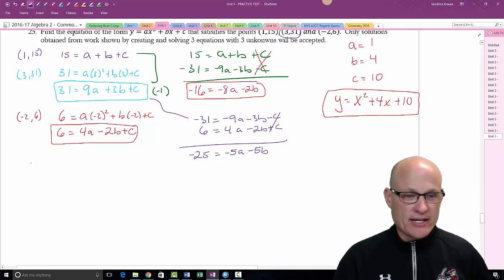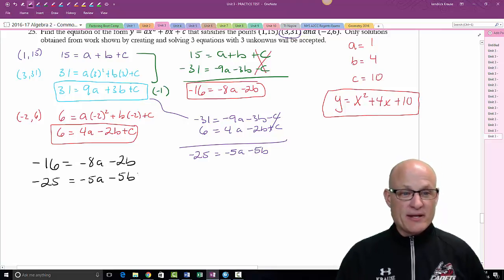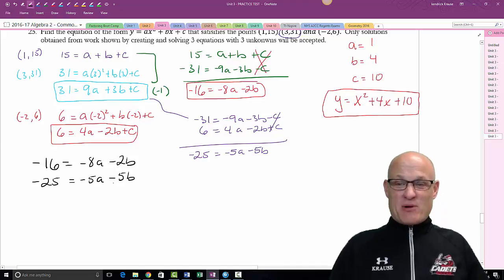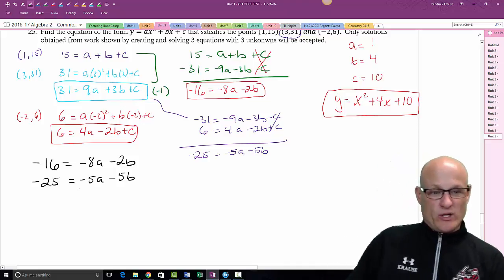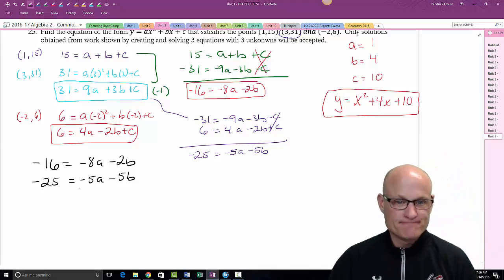So let's go down here. We got negative 16 equals negative 8a minus 2b, and negative 25 is equal to negative 5a minus 5b. Hopefully I didn't make a mistake. I feel like I made a mistake because I don't remember this at all. This is looking weird.